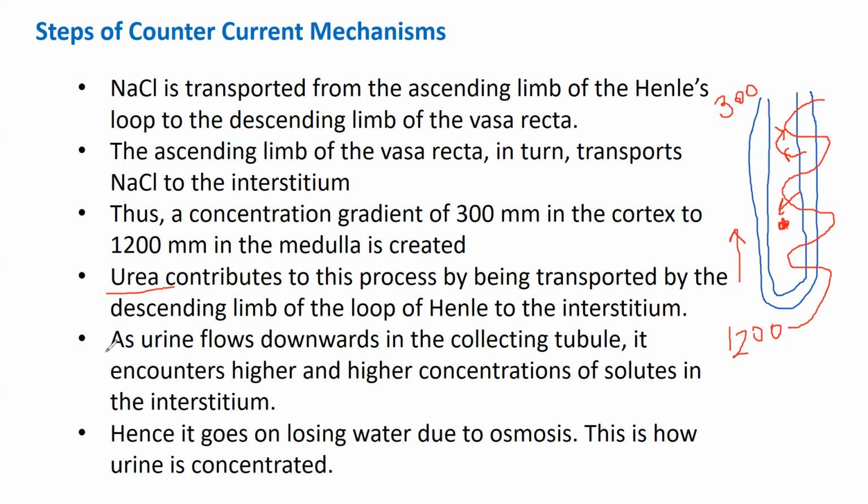Okay. So as a result, what will happen? As urine flows downwards in the collecting tubule, it encounters higher and higher concentration of solute in the interstitium. So when there is a higher concentration in the interstitium, what will happen? It will go for more and more osmosis. That means there is a further concentration of what? The urine. Right? Please note it.